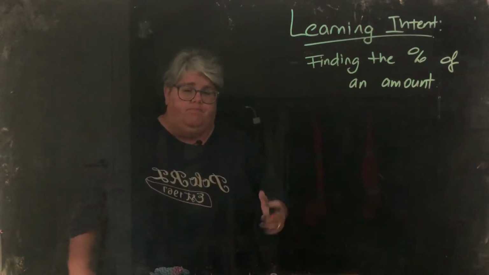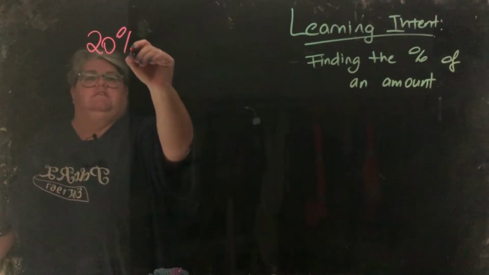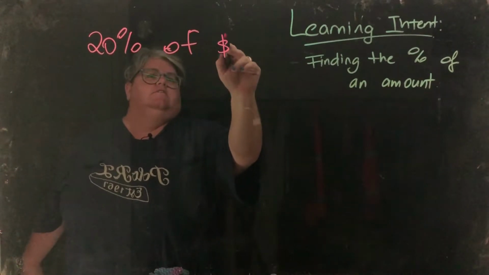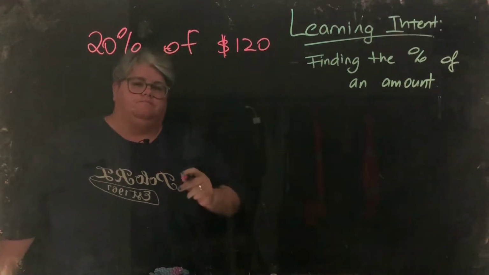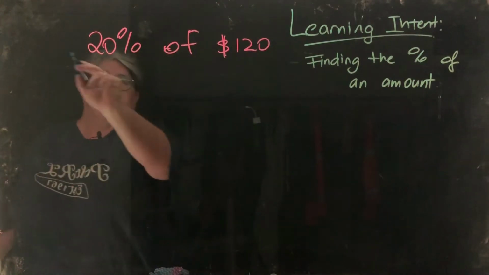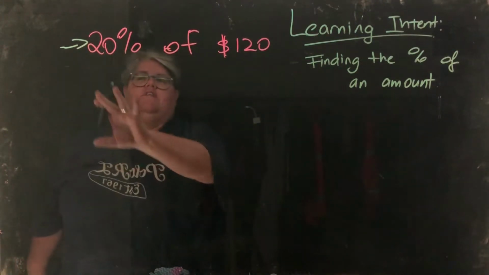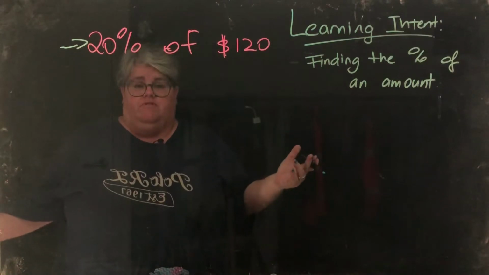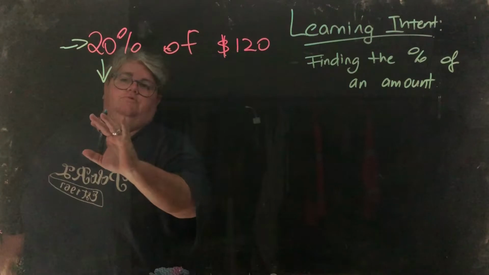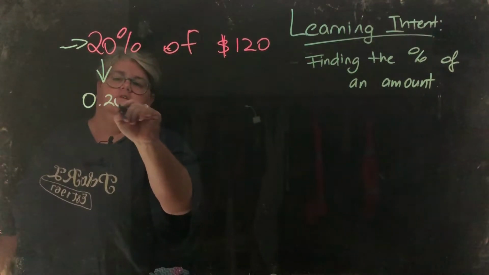So let's get started. Let's say we wanted to know what 20% of an amount of, let's say, $120. What we need to understand here is that this figure is expressed in percentage form. But we know that 20% is less than 100%, so the decimal equivalent of 20% is 0.20.